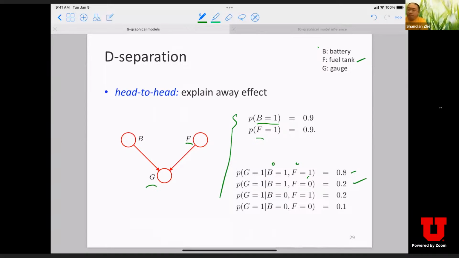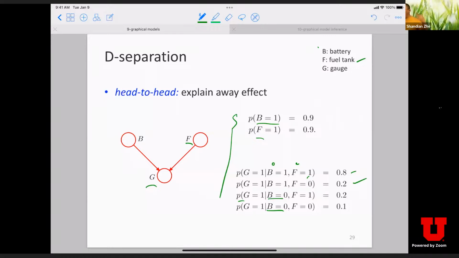If your fuel tank is empty and the sensor is working normally, it is a small probability event that you still read a non-zero gauge. This is not impossible, but the chance is really low. However, if your battery is dead, B is 0, then no matter whether your fuel tank is empty or not, conditioned on that, your gauge reading has a low chance of being non-zero. That's the basic setting of our model. Any question?